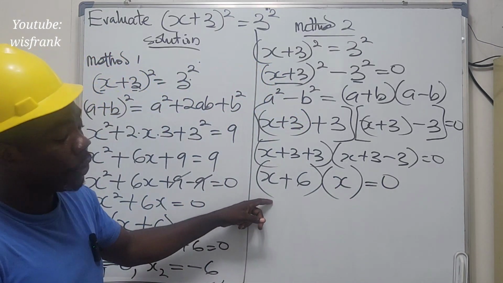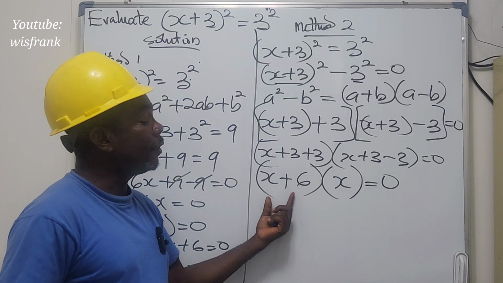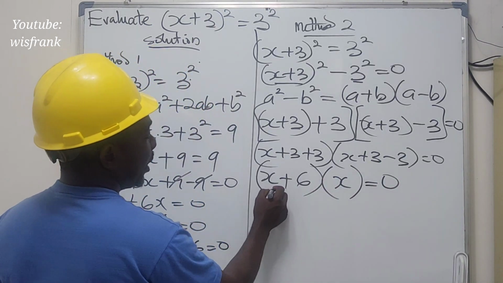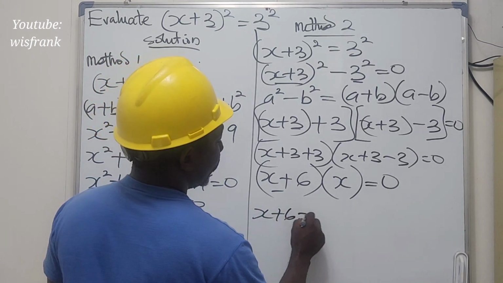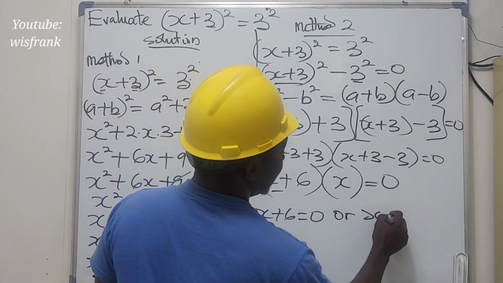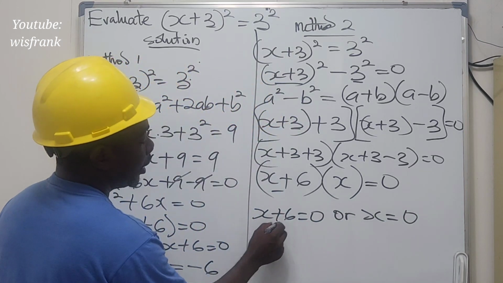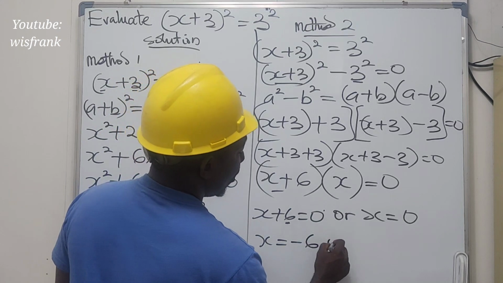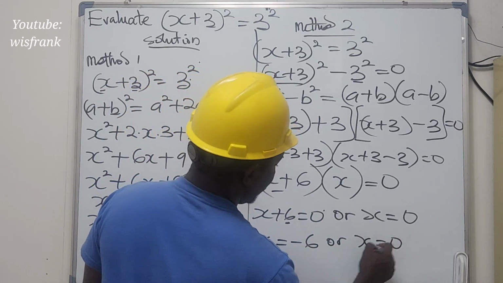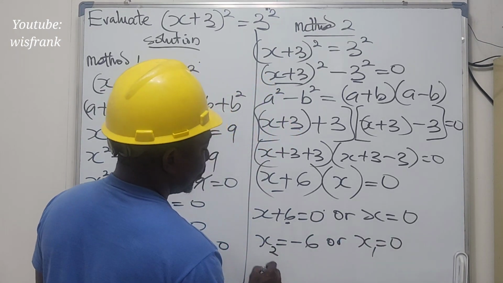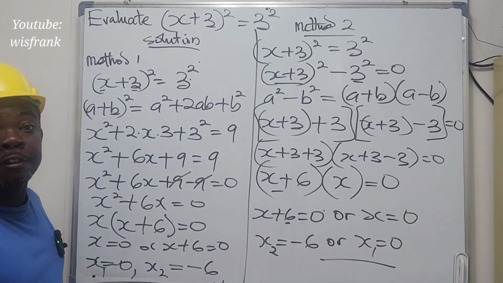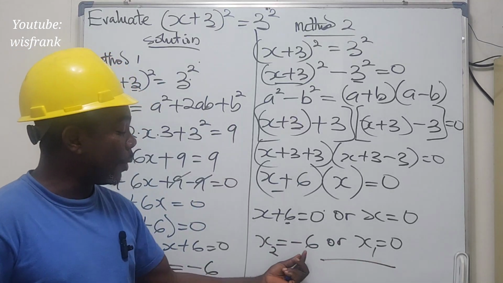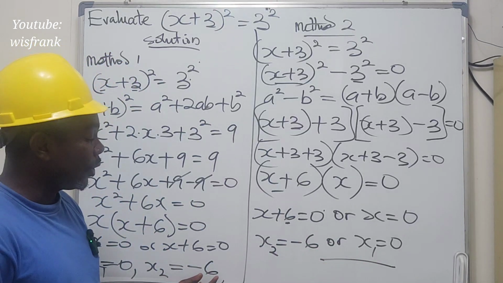So we have two parentheses here which equal 0. Either the first parenthesis equals 0 or the second parenthesis equals 0. So in this case, we set the first one, which is x + 6 = 0, or we have x = 0. This one, 6 will be transposed to the other side. We have x = −6, or we have x = 0. So here will be x1 and x2, so that it will be in the form of the first method. We have the same solution: x1 is 0 and x2 is −6.